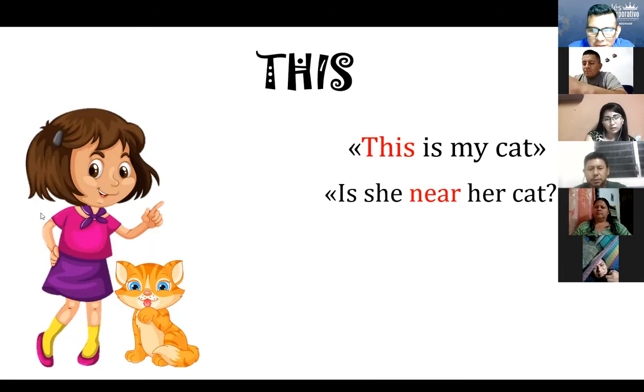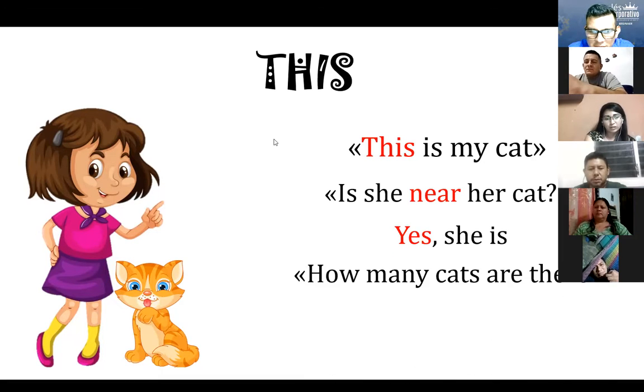Is she near her cat? Of course. ¿Está cerca el gato? Sí, ¿verdad? Yes, she is. Okay. How many cats are there? One. Entonces utilizamos this para objetos que están cercanos a nosotros y en su forma singular, ¿ok?